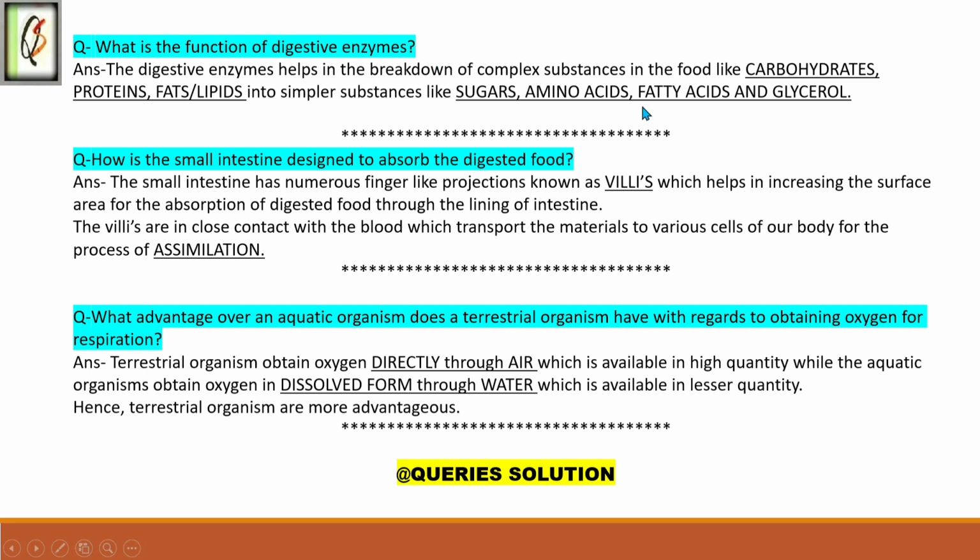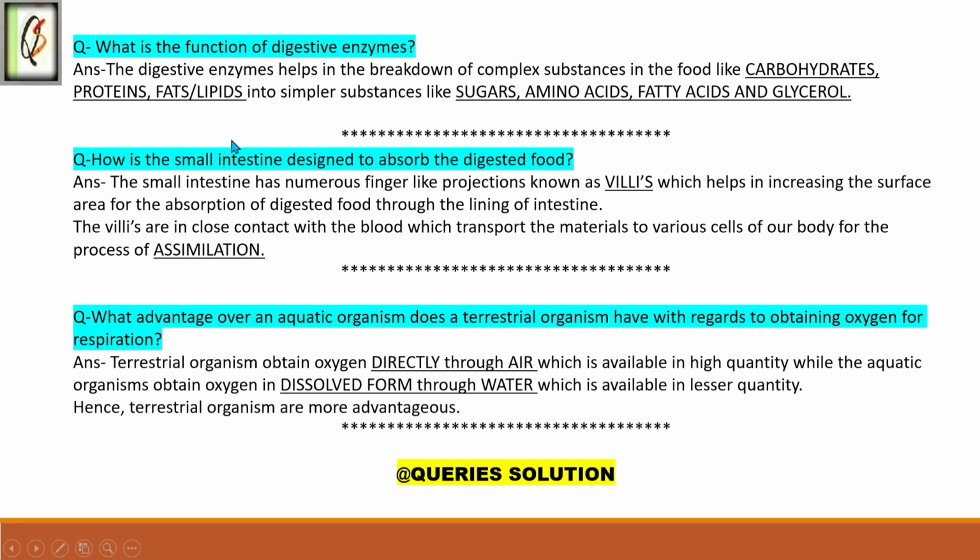So what complex substances do we eat in food? We are eating carbohydrates, which get converted into simple forms, which is sugar. We are eating proteins which get converted into simple forms known as amino acids, and we do eat fats and lipids which get converted into simple versions known as fatty acid and glycerol, right? So this is the answer to the question, that it helps in breaking down the food. And also you can add a key point here which I have not mentioned, that it increases the rate of reaction as well. That's another key point you can add here.